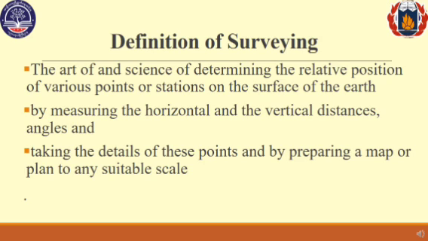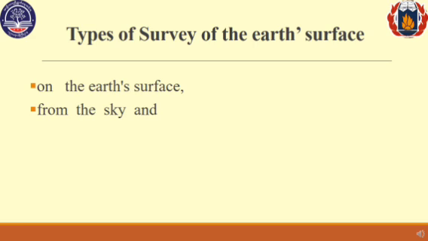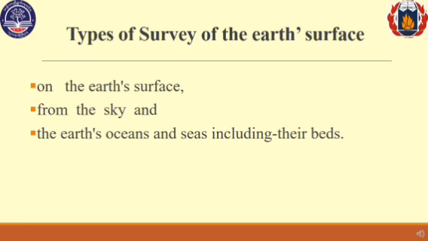Types of fabric on the earth fabric. The earth, oceans, and seas, including the effects, we made the book and the boundary.